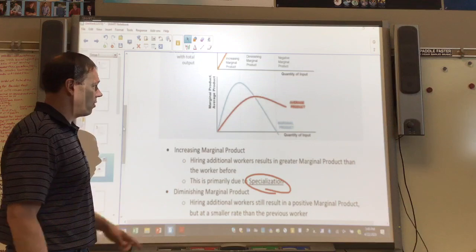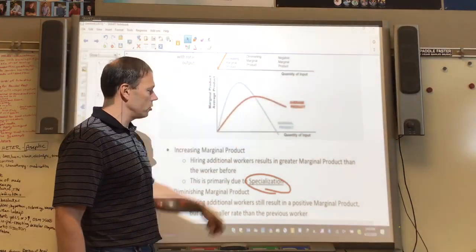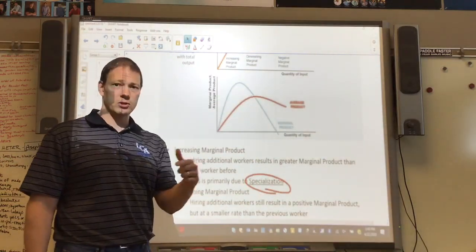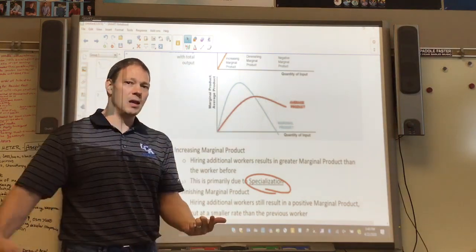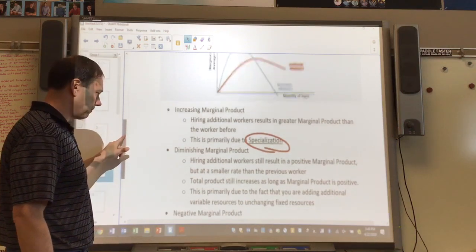That doesn't last forever, however. There's this point where you hire additional workers and marginal product, while still positive, starts to diminish or starts to go down. You're hiring additional workers, they're not making as many or adding as many as the workers before them. And that's what we call diminishing marginal product.